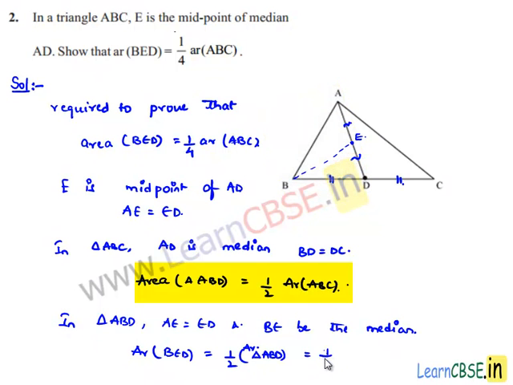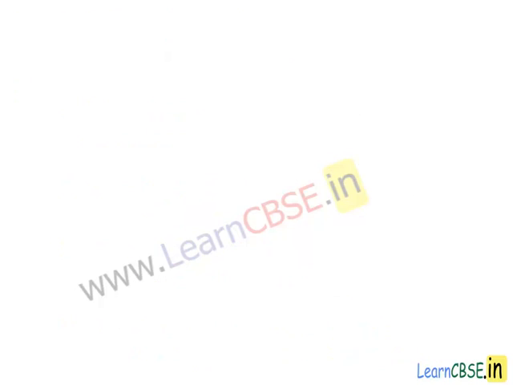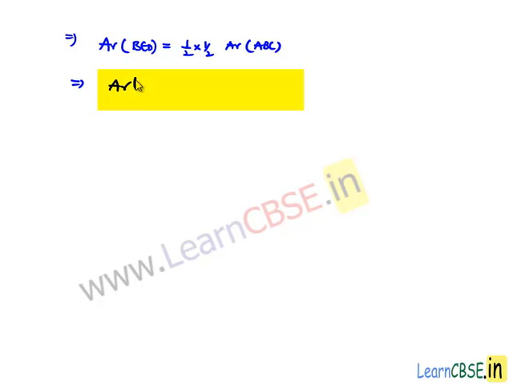So let us substitute that, then we get half times area of ABD can be replaced by half times area of ABC, which implies area of triangle BED is nothing but half times half area of triangle ABC, which implies area of triangle BED is equal to 1/4 times area of triangle ABC. This is what is required to prove.